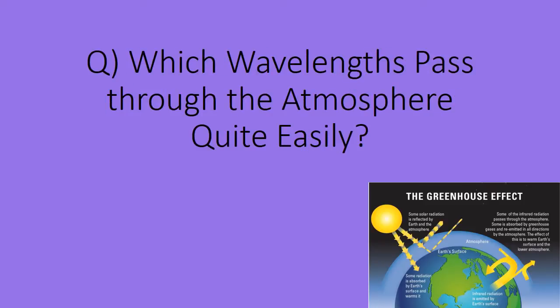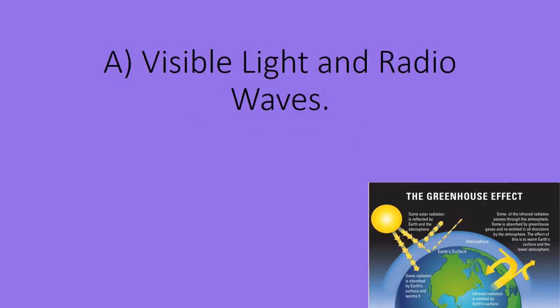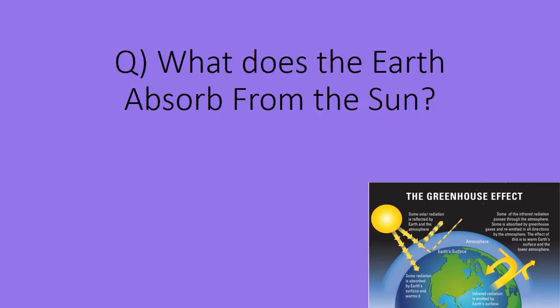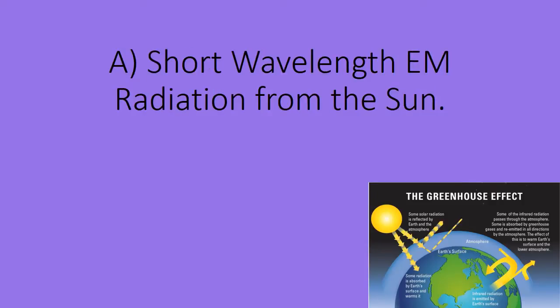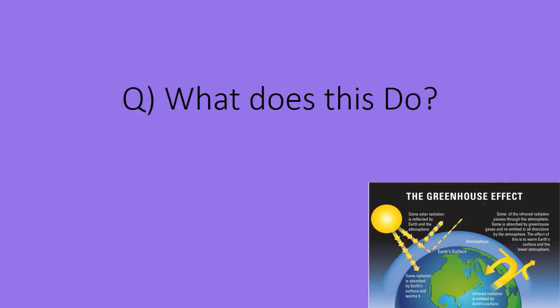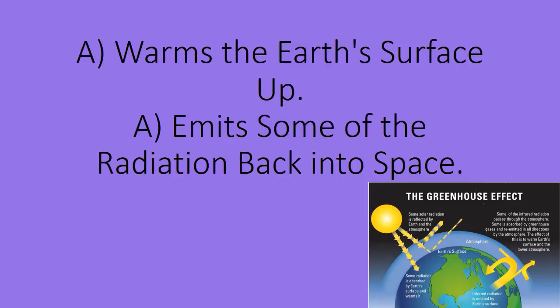Which wavelengths pass through the atmosphere quite easily? Visible light and radio waves. What does the Earth absorb from the Sun? Short wavelength EM radiation from the Sun. What does this do? Warms up the Earth's surface, emits some of the radiation back into space.